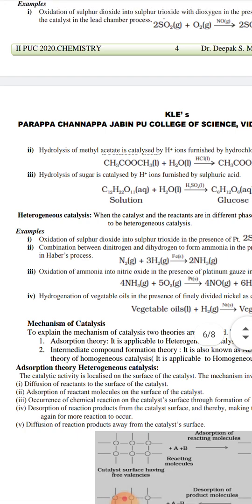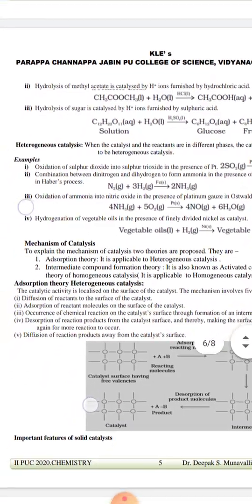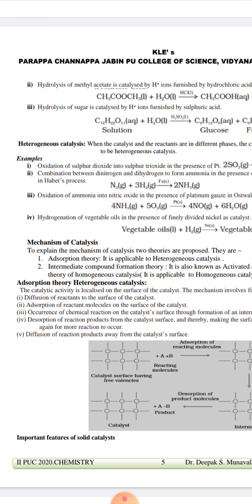Now the next part we are going to study is the mechanism of heterogeneous catalysis. Very important, they may ask you to explain the mechanism of catalysis. Two theories are proposed. One is adsorption theory, another one is intermediate compound formation theory. This adsorption theory we are going to study here, whereas intermediate compound formation theory we are going to study in chemical kinetics. There also you are going to study about catalysis, about intermediate complex formation theory.